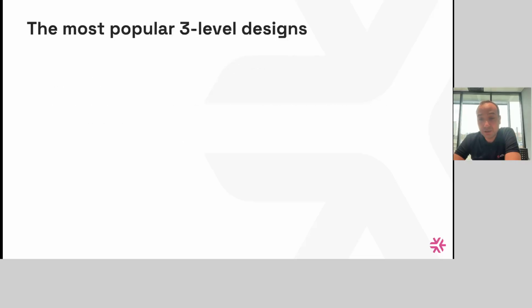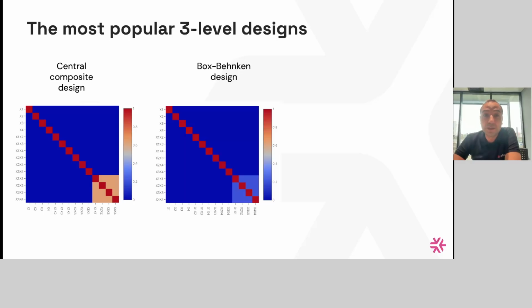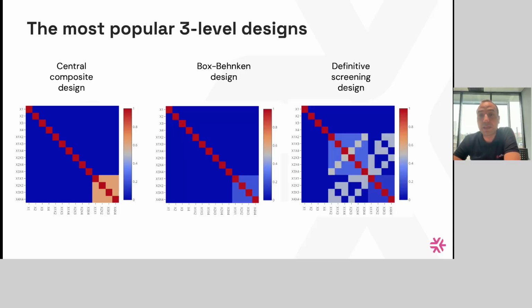So let's look at those designs for four factors. We are going to see the most popular three-level designs for four factors, which are the central composite design, the Box-Behnken design, and the definitive screening design. We have chosen to show the color map and correlations of those designs, which are those graphs, and they quantify the correlation between the columns of the model matrix and the different effects.